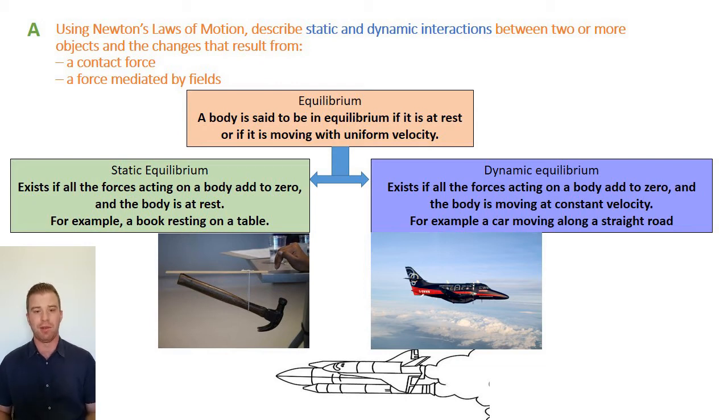What does equilibrium mean? It is a body that is at rest or is moving with uniform velocity. Now we can break this equilibrium into two different types: static equilibrium or dynamic equilibrium. So static equilibrium is simply if all the forces on a body add to zero, or if the body is at rest. So a book resting on a table, all the forces will be zero, static. Dynamic equilibrium is if all the forces on the body add to zero, but they're moving, if the body is moving at constant velocity. So a car moving on cruise control in a straight line on a straight road.